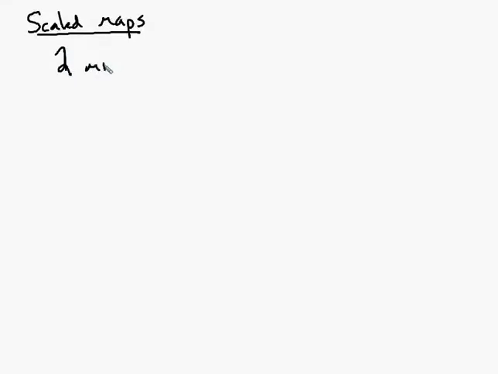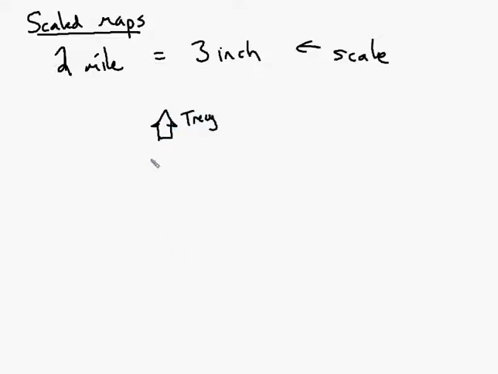All right, let's say in my scale drawing I have 2 miles equals 3 inches on my map. This is called my scale. And maybe I have here Trey's house. And maybe over here we have Peppermint Patty's house. So this is Peppermint Patty.